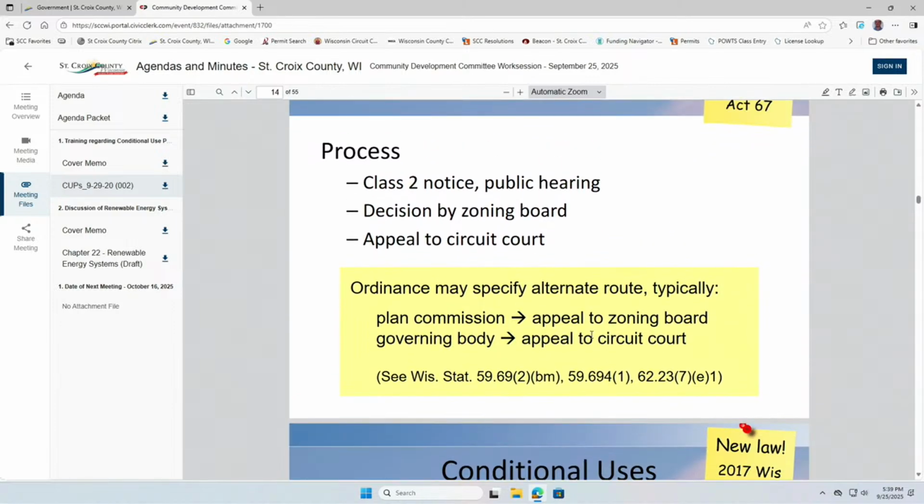As with any of our CUPs, we have a class 2 hearing notice, and then it is decided here. If it was to be appealed, it would go to the Board of Adjustment. And then from the Board of Adjustment, they could file a writ of certiorari, which would take it to the courts level. So there's really a 2-step appeal process here. A lot of times, if they appeal directly from here to the courts, we would say they didn't follow due process, and had to go to the Board of Adjustment first.